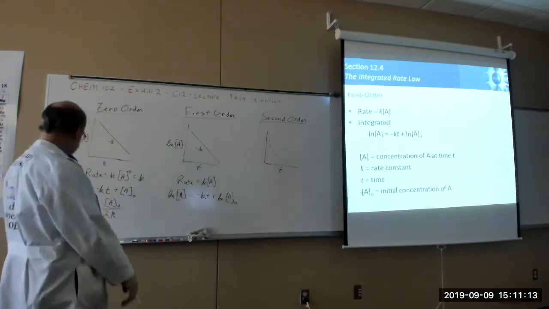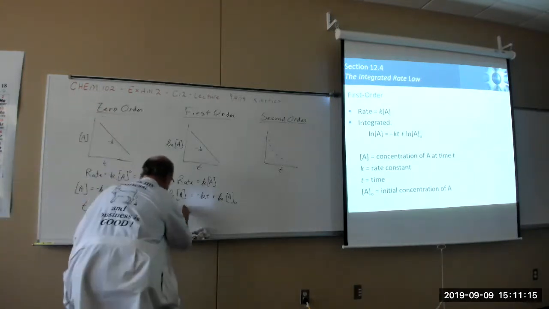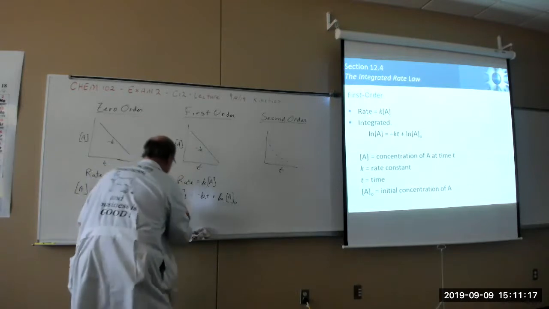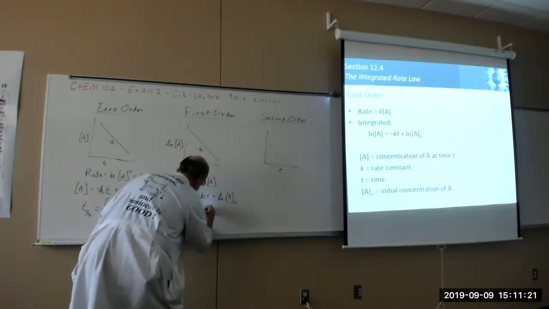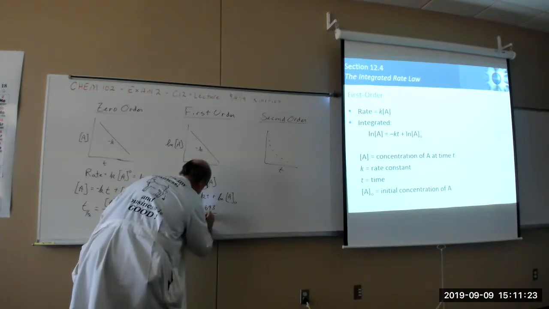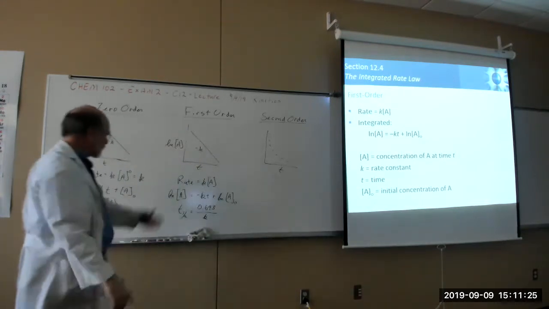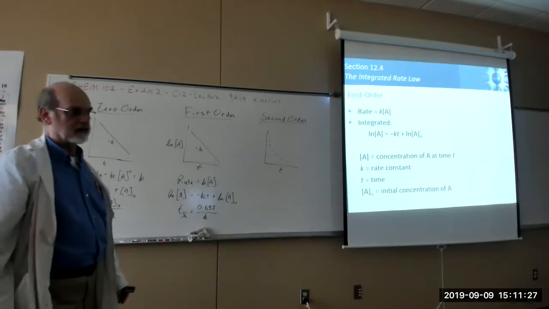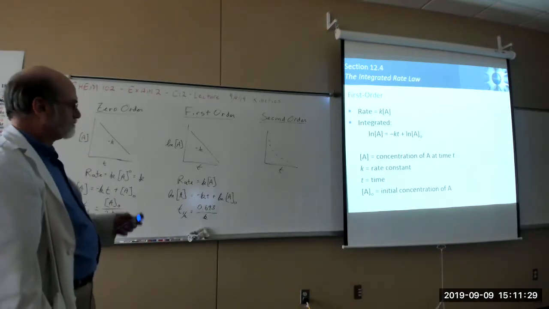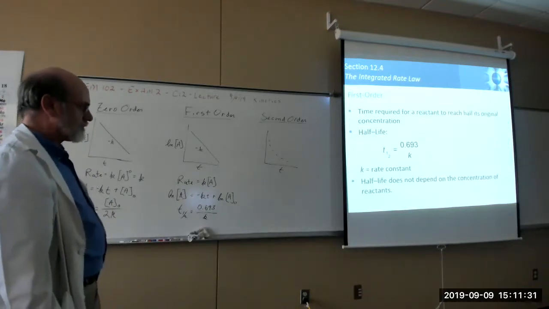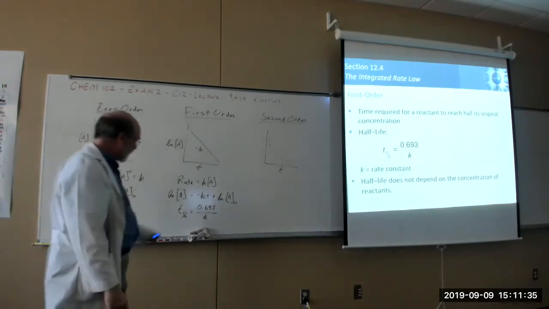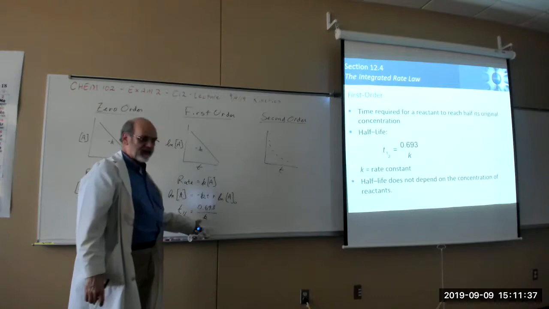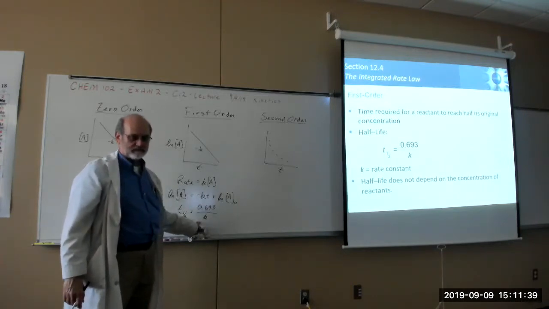Okay, what do we have left? Half-life. So this is the first order. Half-life of a first order equation is 0.693 divided by K. Notice that concentration is nowhere to be found. In other words, the half-life does not depend on concentration.